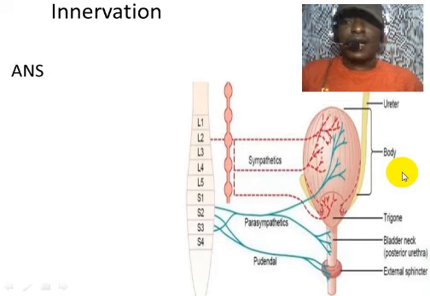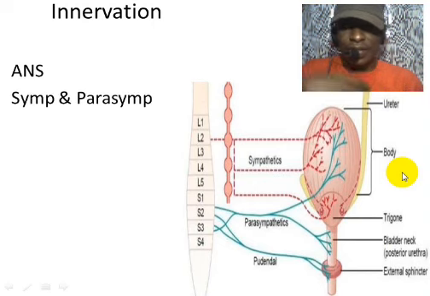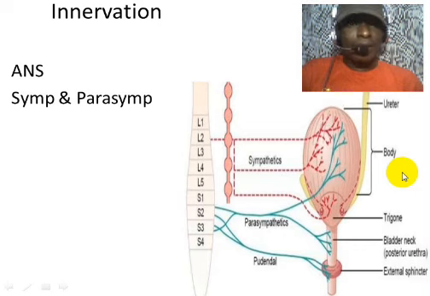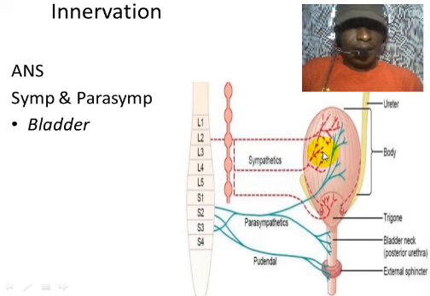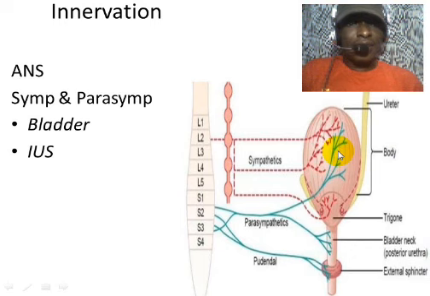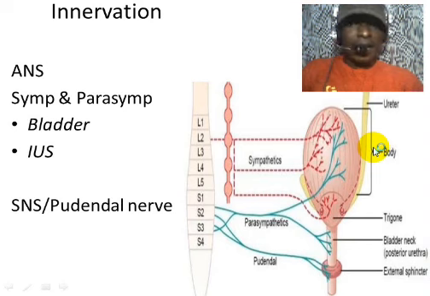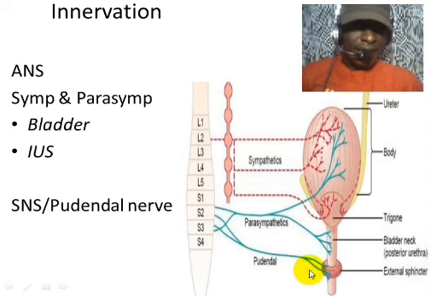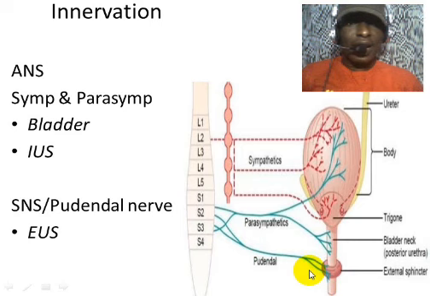The human bladder is innervated by the autonomic nervous system. This system is made up of the sympathetic nervous system and the parasympathetic nervous system. Both the sympathetic and parasympathetic nervous systems supply the detrusor muscles of the bladder and the internal urethral sphincter of the bladder. The human bladder is also supplied by the somatic nervous system, in particular the pudendal nerve. This pudendal nerve actually supplies the external urethral sphincter.